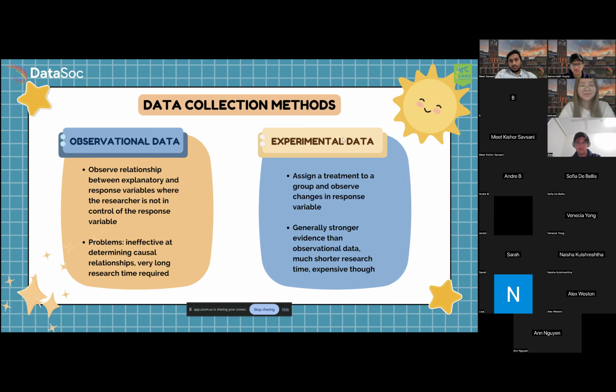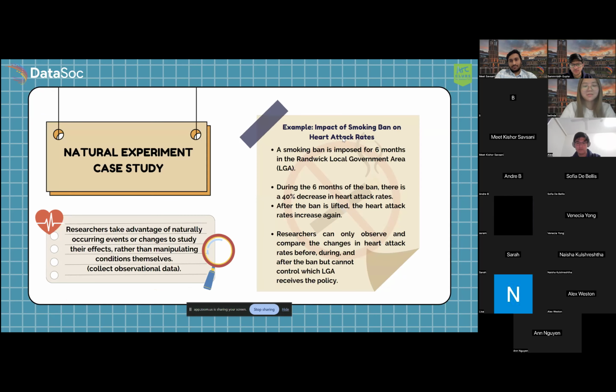That's our data. And then next we also have the natural experiment case study, which is kind of unique because it's called an experiment, but we observe it. So the researchers take advantage of naturally occurring events or changes to study their effects rather than manipulating conditions themselves. So as researchers, we cannot manipulate them, but we can take advantage of what is already being manipulated. For example, we can see the impact of a smoking ban on heart attack rates.